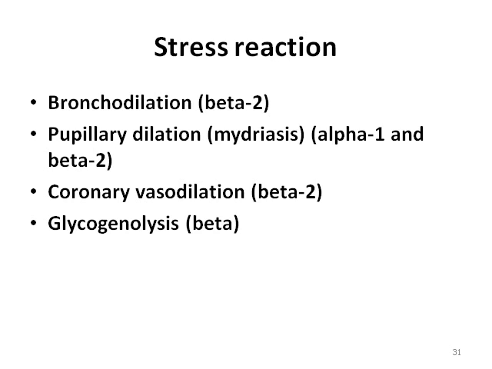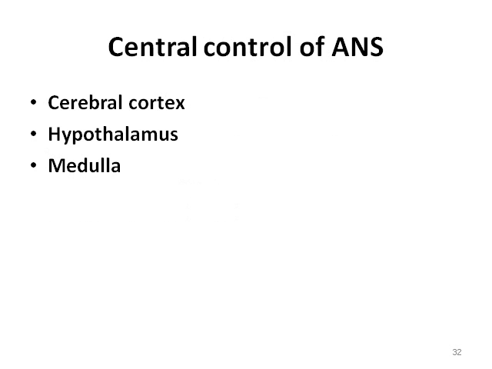Your pupils dilate. That's referred to as mydriasis, and that's due to stimulation of alpha-1 receptors and beta-2 receptors on the muscles in the eye. And what you have is one muscle constricts and the other one relaxes, which causes pupil dilation. Your coronary blood vessels dilate, which allows more blood flow to your heart. That's due to stimulation of beta-2 receptors. And then the other thing that happens is there's a beta receptor response where you have glycogenolysis, which is basically you're breaking down the glycogen to form sugar, glucose, so you can use it for energy.